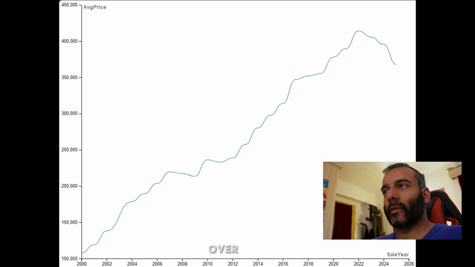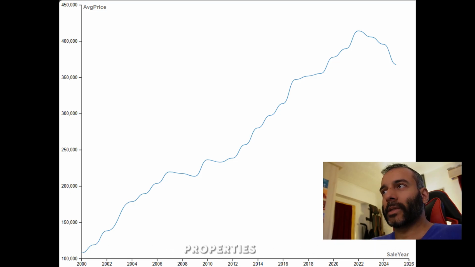So this chart gives us the big picture. It shows us that over time the UK house prices have risen significantly, despite economic shocks and short-term fluctuations. But to really understand where prices are rising the fastest, we need to go one level deeper. And that's where we start looking at individual districts to see which areas are actually driving this growth.